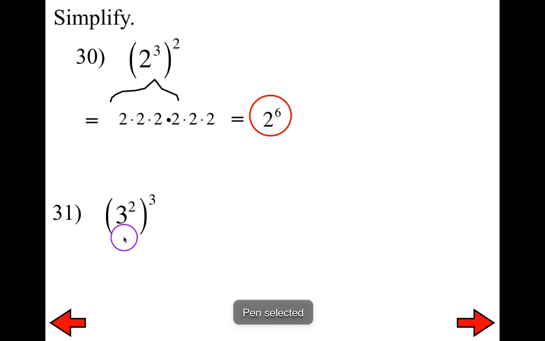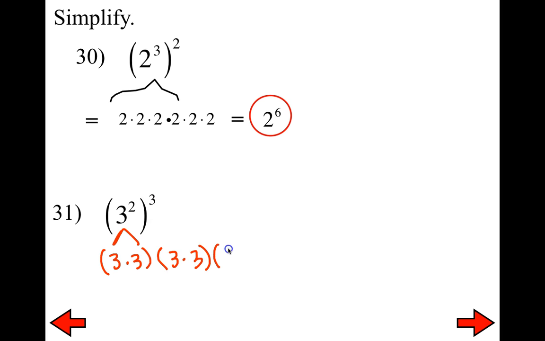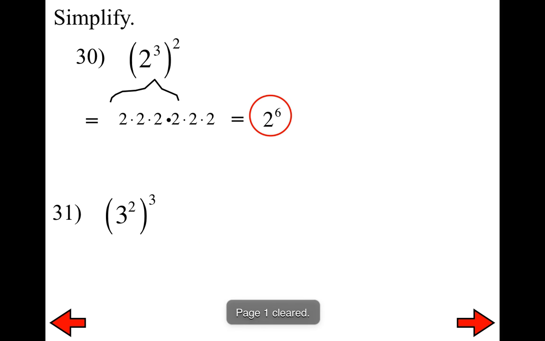Let me show you what this would look like. I'm going to go ahead and write this out as 3 squared. However, it is being cubed, so I have to have 2 more sets to that, giving me a total of 3 sets. So this would be 3 to the 1, 2, 3, 4, 5, 6th power. Okay, moving on.